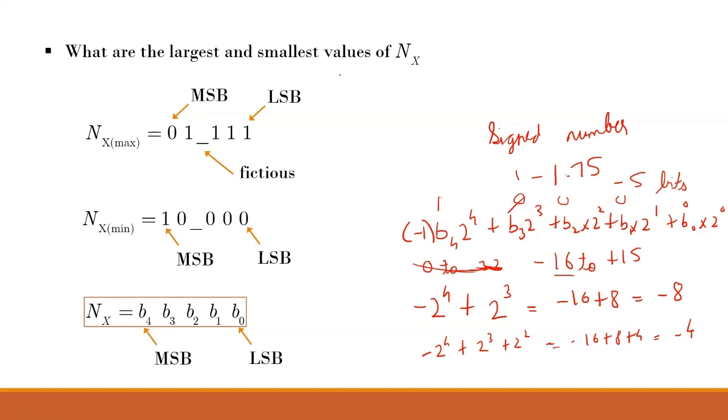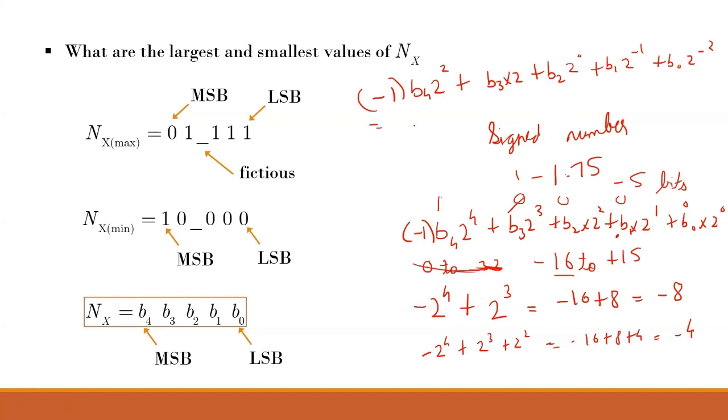Okay. So now I will put my decimal point over here. What I will do is divide throughout by 2 raised to 2, that is, divide by 4. So it becomes minus 1 into B4 into 2 to the power 2 plus B3 into 2 plus B2 into 2 to the power 0 plus B1 into 2 to the power minus 1 plus B0 into 2 to the power minus 2. Any doubts in this? No, sir.